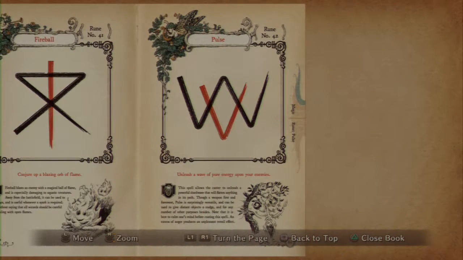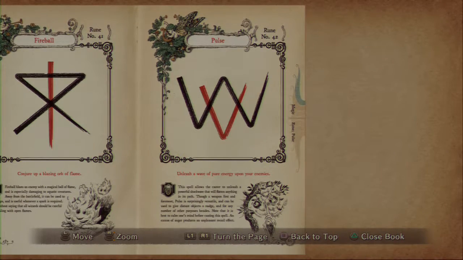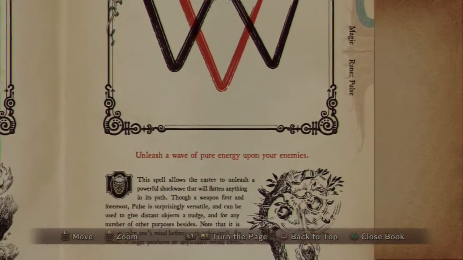for the current moment. Let me check my notes really quick. Don't mind me. Yes, this is indeed the last one. And our last spell to cover is Pulse.